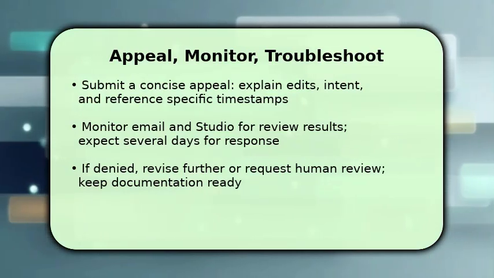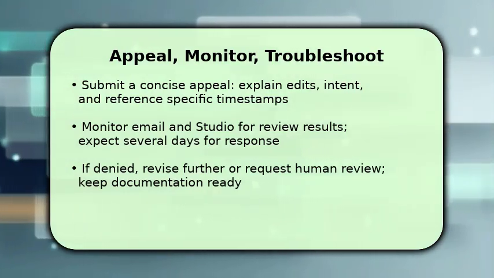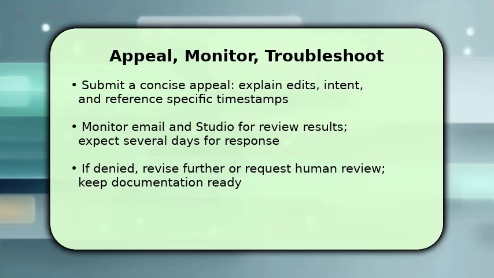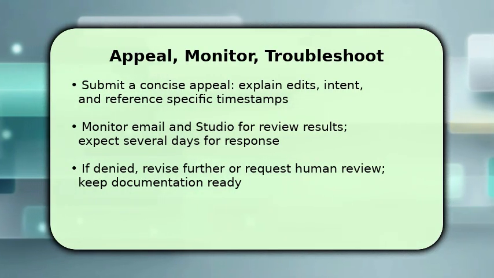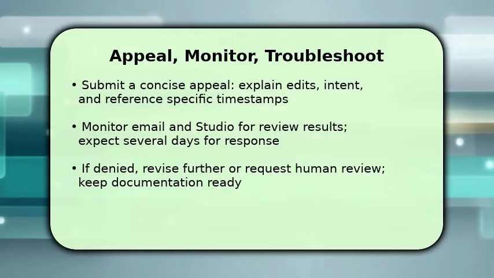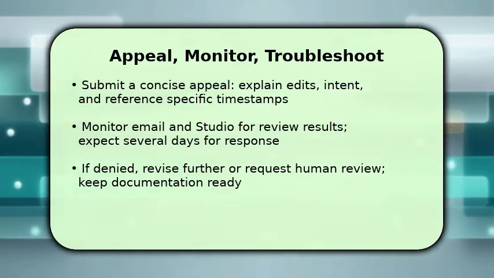Finally, submit an appeal that directly states what you changed, why those edits address the policy, and include timestamps and links to new versions. Keep your tone factual and concise. Avoid emotional language. Monitor your email and YouTube Studio for the reviewer's decision and be prepared to respond within any given time frame. If the appeal fails, use your documented changes to make further edits or request a human review. And consider consulting creator support for repeat or ambiguous violations.